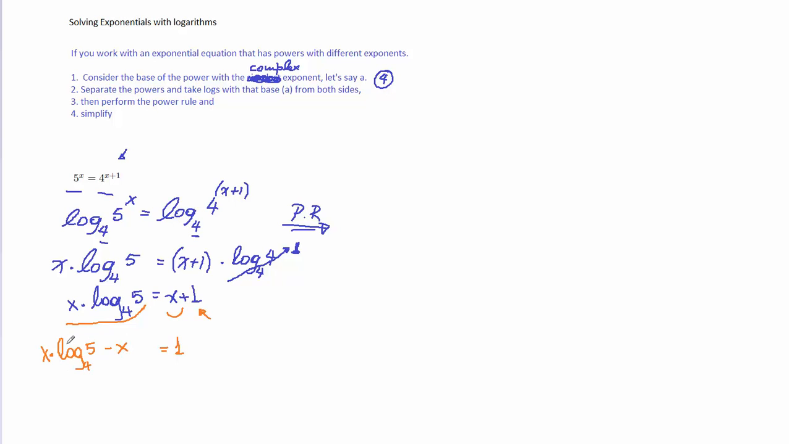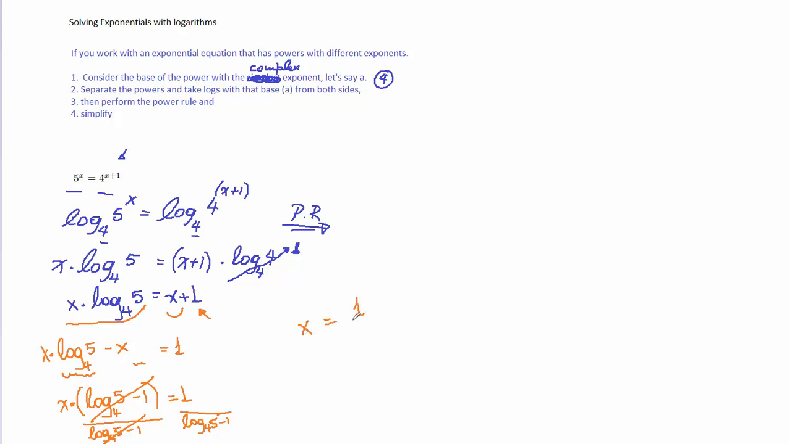What's the coefficient of this term? It's log of 5. What's the coefficient of this term? 1. How can I combine them? I factor out the x. If I factor out the x, inside the parentheses what I have is log with base 4 of 5 minus 1 equals 1. So now I can divide both sides by whatever is multiplied by x, my coefficient. I divide both sides by log with base 4 of 5 minus 1, and the answer is x is equal to 1.